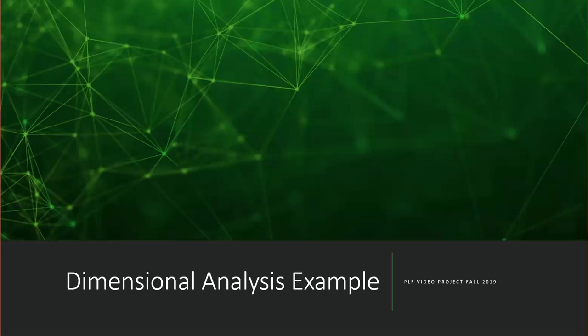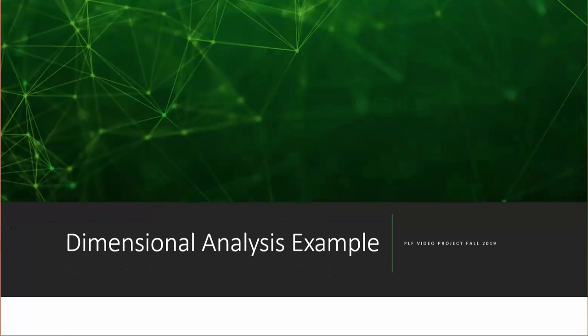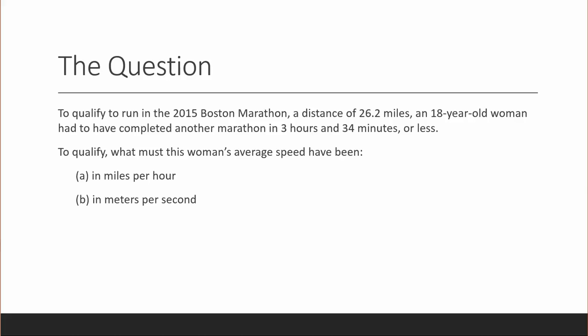So, our question today is as follows. To qualify to run in the 2015 Boston Marathon, a distance of 26.2 miles, an 18-year-old woman had to have completed another marathon in 3 hours and 34 minutes or less. To qualify, what must this woman's average speed have been in miles per hour and in meters per second?